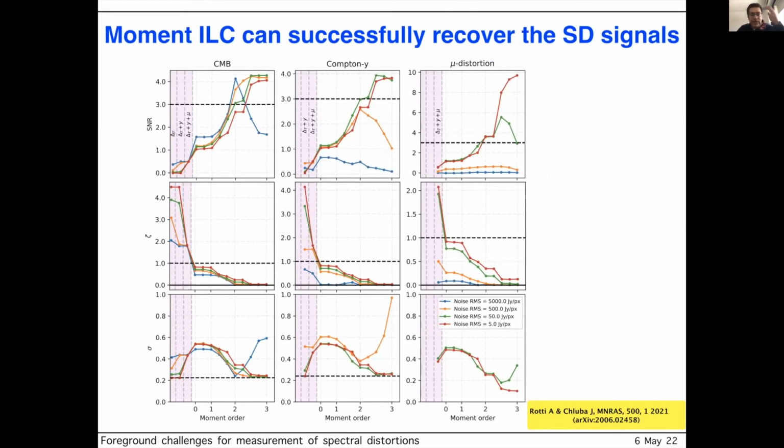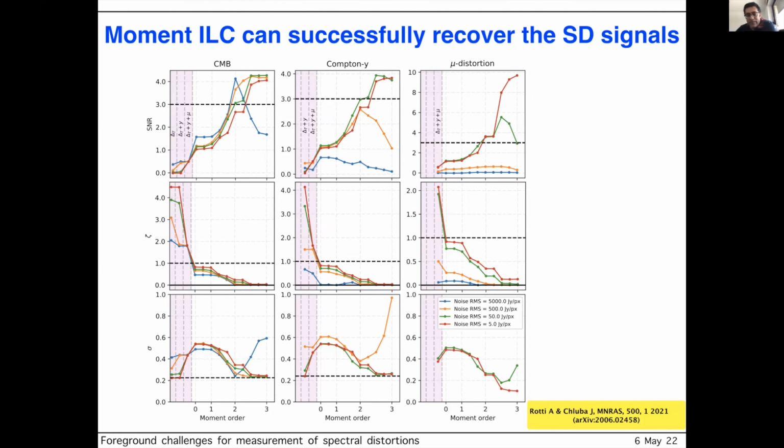So the plot on the left is the CMB, the Compton Y, and the mu distortion amplitude. The middle panel shows the bias in terms of standard deviation, and the bottommost plot tells you the error estimate on the monopole. What I want you to pay attention to is this thing over here, which shows that the bias you see depends on the sensitivity of the measurements, in this case, the simulated data sets.